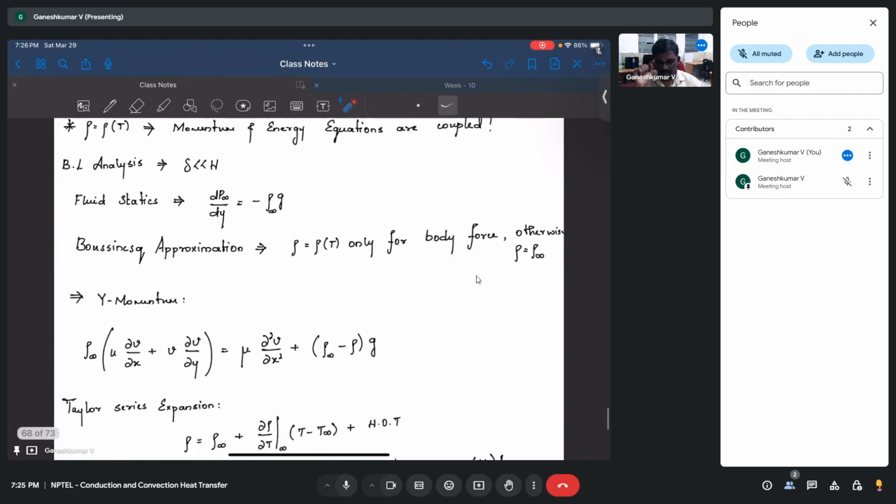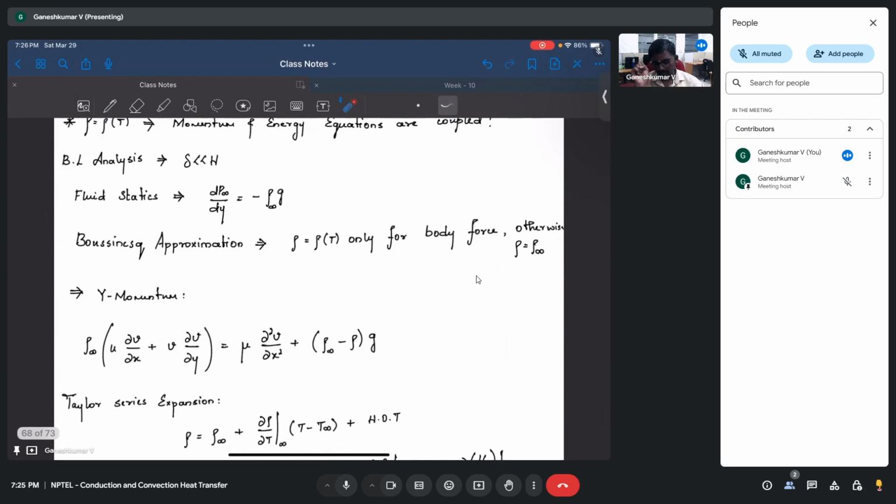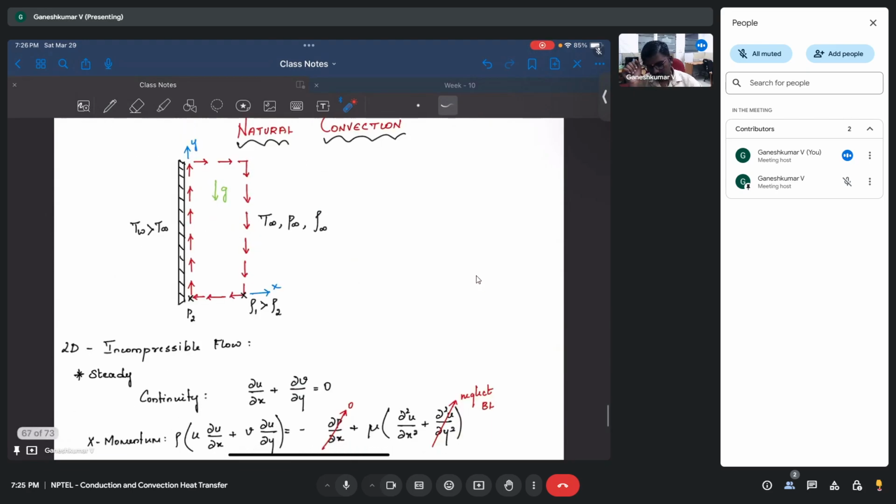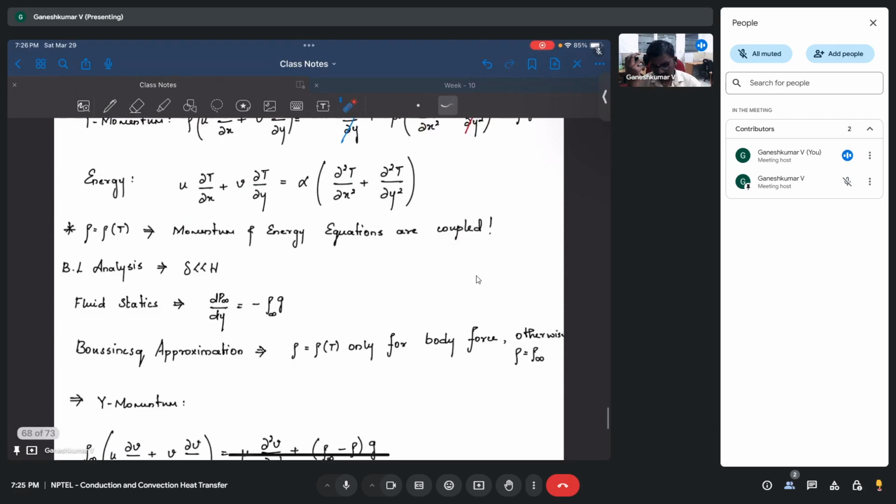It has to be dealt with together. Okay, and then we make, as I said, the boundary layer approximation. We are studying only the boundary layer region, and we are going to use some fluid statics relation, dp infinity by dy. So how is the pressure going to vary along y? That is simply going to be hydrostatics. Based on hydrostatics, you can find that.